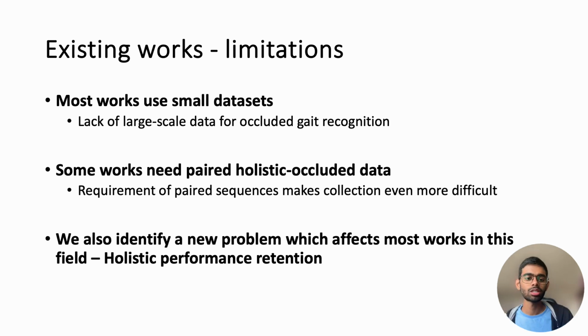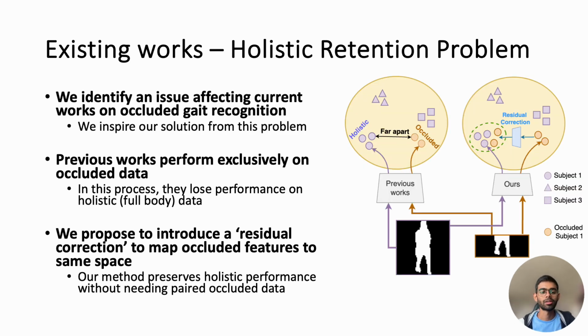These are some limitations in current works, and then there is also one problem which we identified on our own, something which we call holistic performance retention. What it is, is that existing works perform well exclusively on occluded data. So in this illustration, we see that previous works form a cluster of embeddings of the holistic data of the same subject, and they form a different cluster of the occluded sequences.